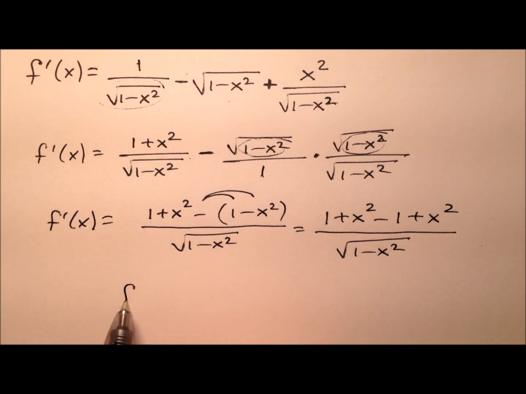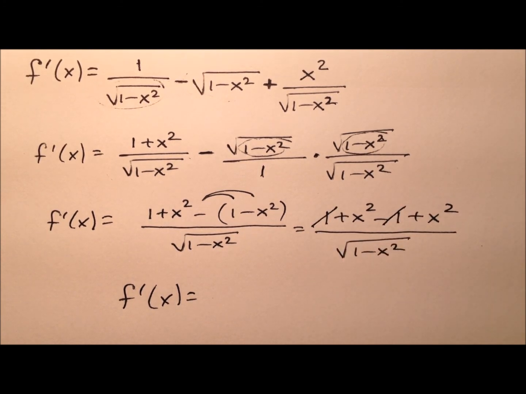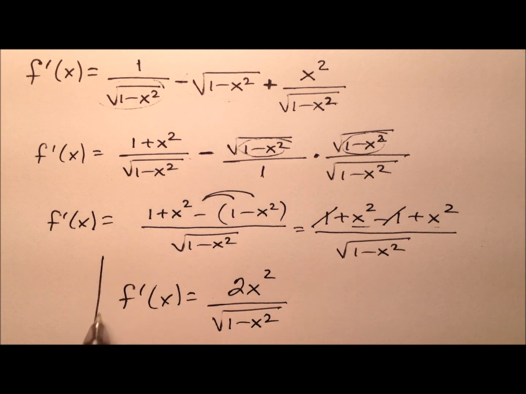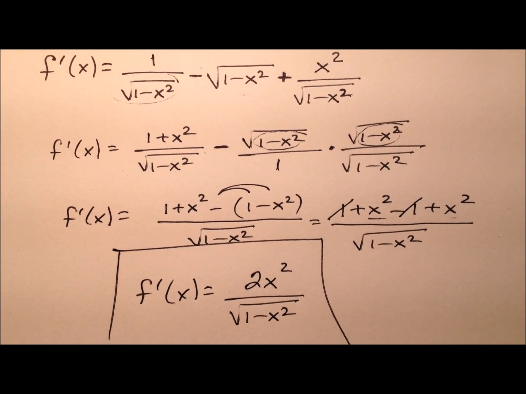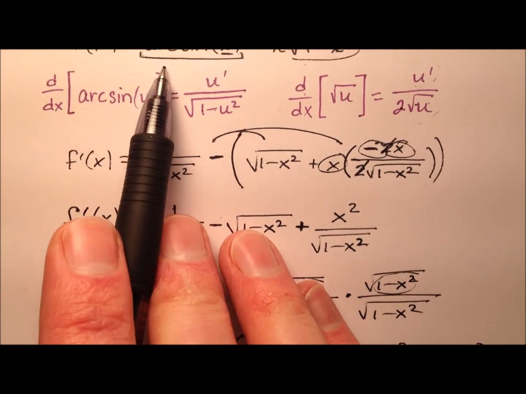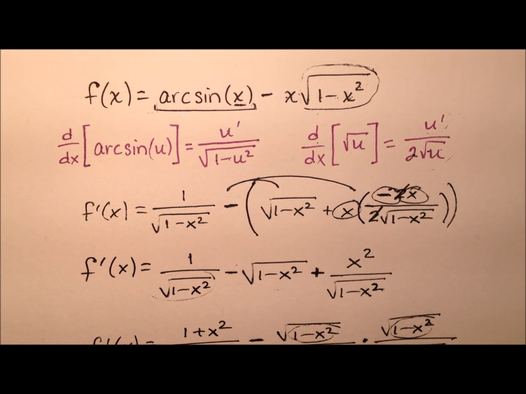So finally then, it looks like our first derivative will end up being, let's see, 1 minus 1, so those 1's will cancel. X squared plus x squared will be 2x squared over that denominator that we had. Okay, so here, in fact, is our first derivative, given our original function that included the arcsine and then x times this square root expression.